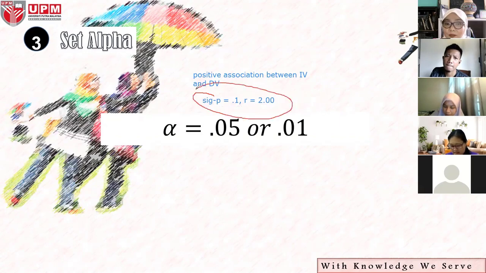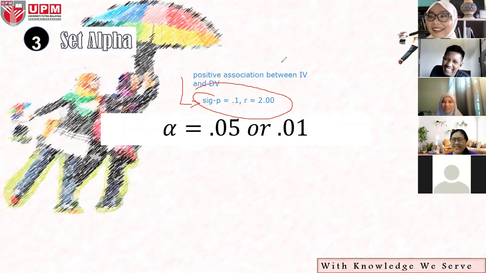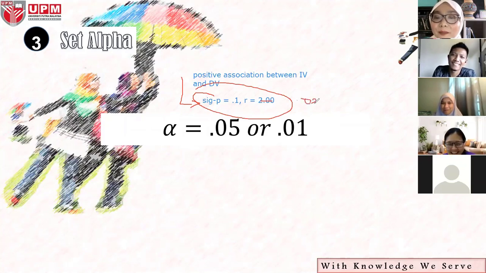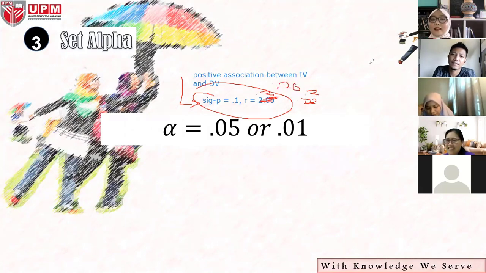Is there a relationship or not? Based on the Guilford rule of thumb, the relationship is there. Is there any relationship based on this finding? Change it, sorry, it is 0.2, point 2. Is there any relationship or not? Yes, there is. But now, do you want to reject or fail to reject the null hypothesis?